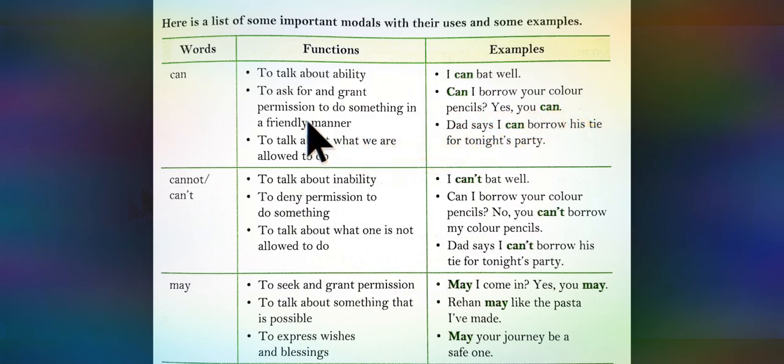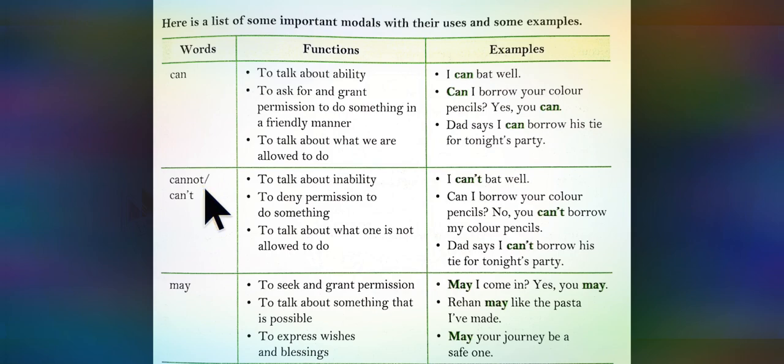So here it is asking for a permission. And next function of can is to talk about what we are allowed to do. For example, Dad says I can borrow his tie for tonight's party. So now next word is cannot or can't. So basically they are same, just the way of writing is different.